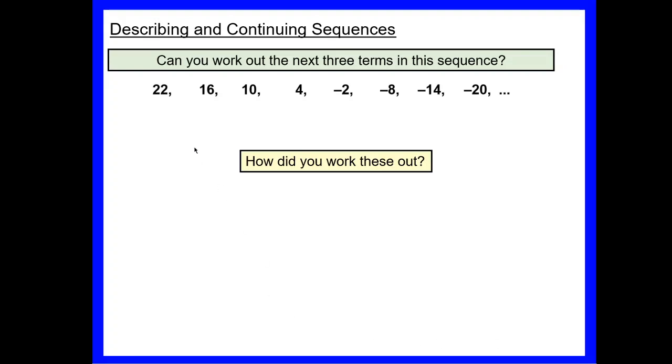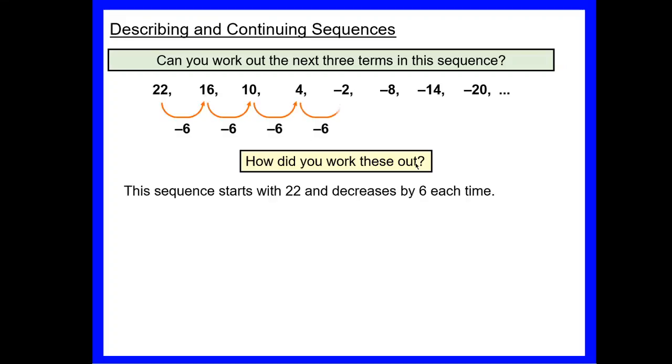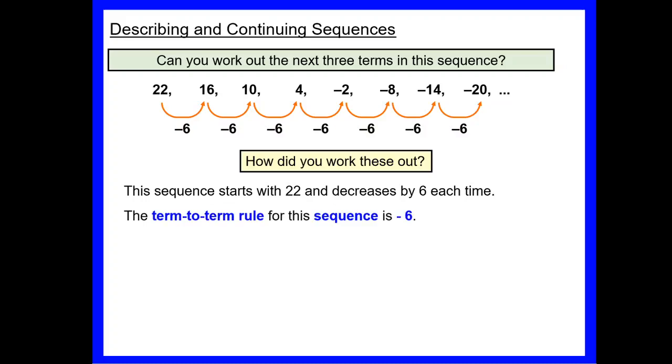Well, hopefully you've looked at the first number and looked to see the difference between 22 and 16. From 22 to 16, we've subtracted 6. From 16 to 10, we've subtracted 6 again. And we've done the same each time. As long as we do the same every time, we have an arithmetic sequence. In this sequence, the rule would be -6 or subtract 6, whichever way you want to write it. So this is a decreasing sequence. This time it's going down in value, but every time it's going down by exactly the same amount.